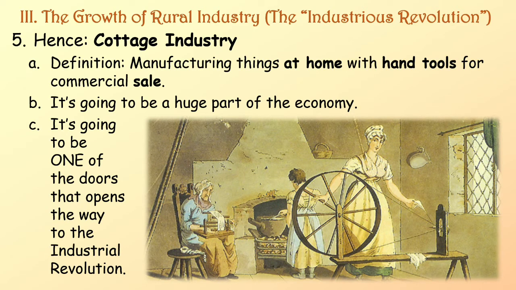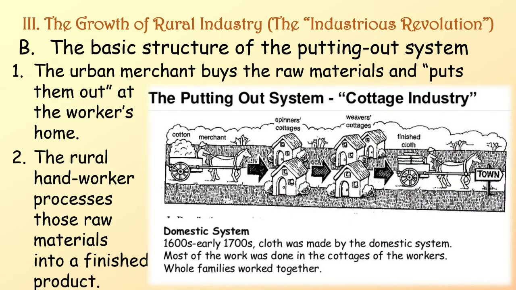The definition of cottage industry is manufacturing things at home with hand tools for commercial sale. It's going to be a huge part of the economy. It's going to be one of the doors that opens the way to the Industrial Revolution. So here's the basic structure of a system called the putting out system. This goes hand in hand with this idea of cottage industry.